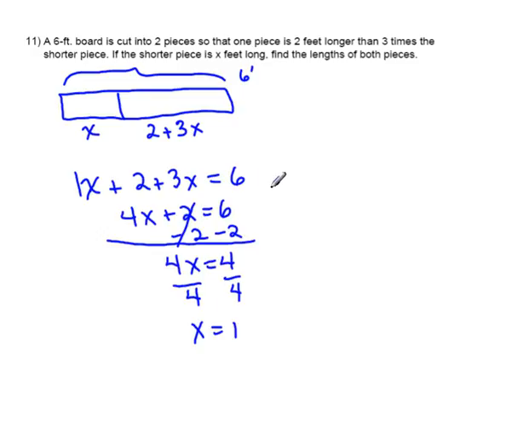Now remember, with word problems, you always have to go back and answer the question. It didn't ask us just to find x, it asked us to find the lengths of both pieces. So when we do that, you'll see that since x is 1, the shorter piece is 1 foot long because it's x. Well, how much is the longer? Well, we could plug in 1 where the x is here, and you would get 2 plus 3 times 1, which is 2 plus 3, or 5 feet. And of course we know 1 plus 5 is 6 feet. So remember always with word problems to go back and answer the question. Don't just stop when you've solved for x.